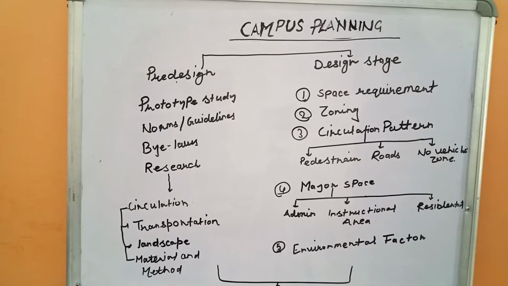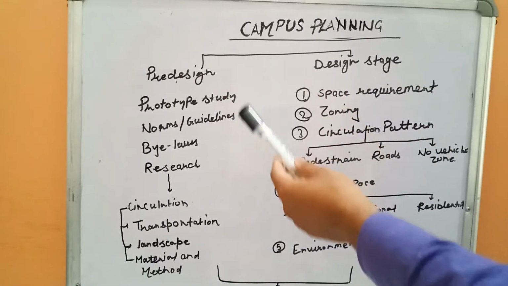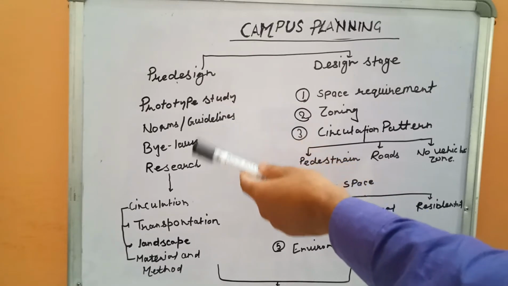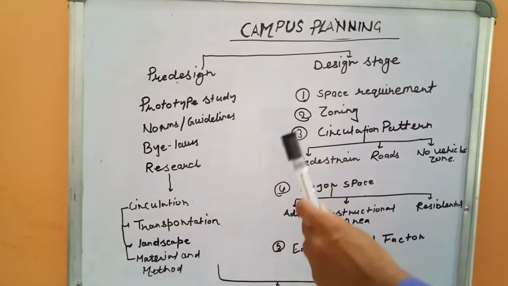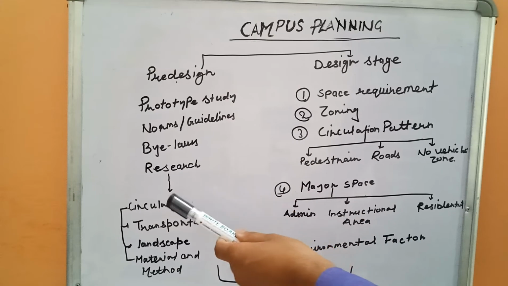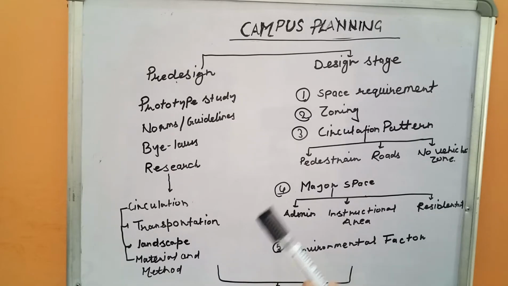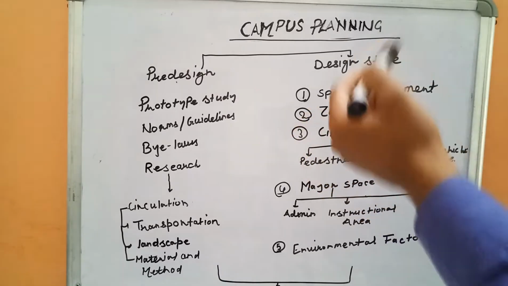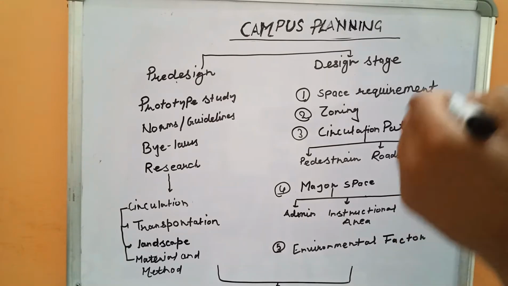In campus planning, in the pre-design stage, we do prototype case studies. We study norms, guidelines, and bylaws. We do research about the circulations, transportation, landscape, material and method. And for designing a better concept, we need to figure out all the parameters, all the components which we will use in our design.